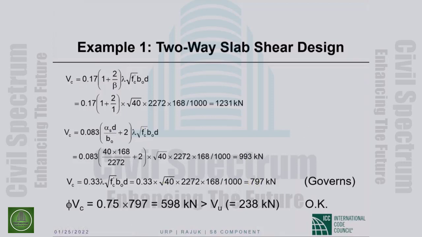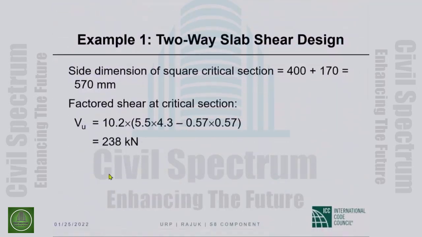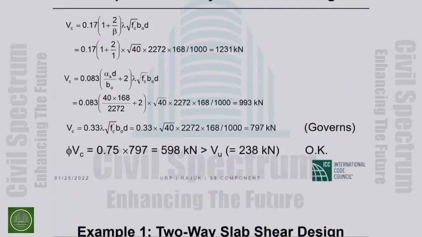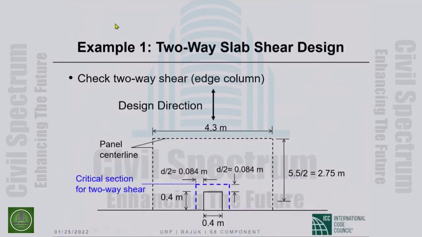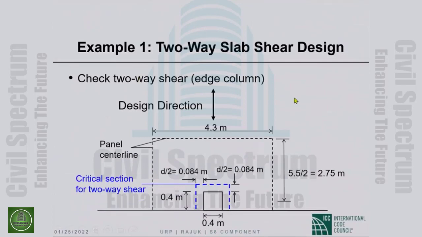So we have 4 square root of F sub C prime. 797 reduced by phi of 0.75 gives us 598, which is still larger than the required shear strength that we calculated of 238 kilonewtons. So if moment transfer is not in the picture, we have sufficient punching shear capacity, more than sufficient. Okay? We do the same check at the edge column.